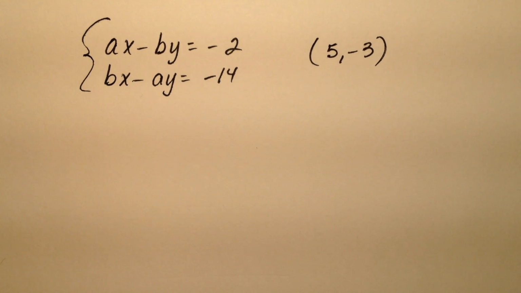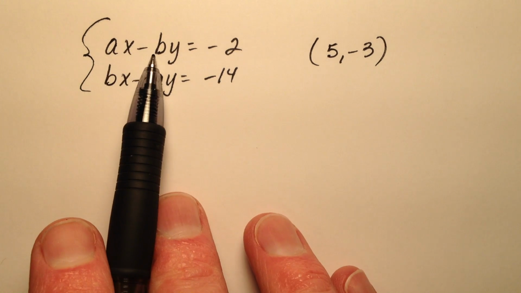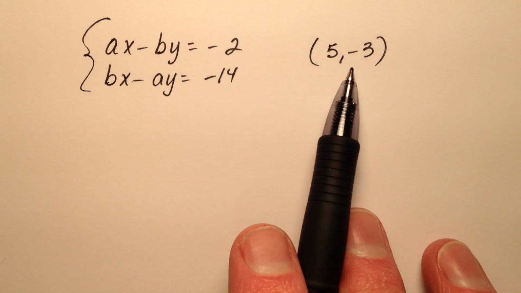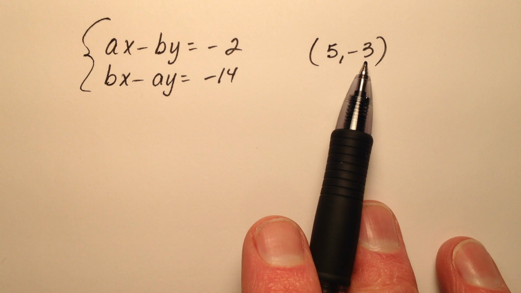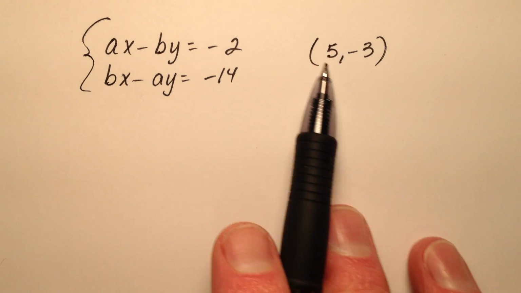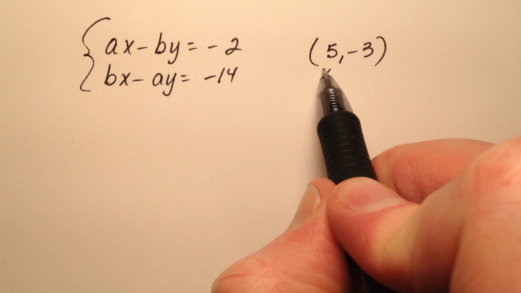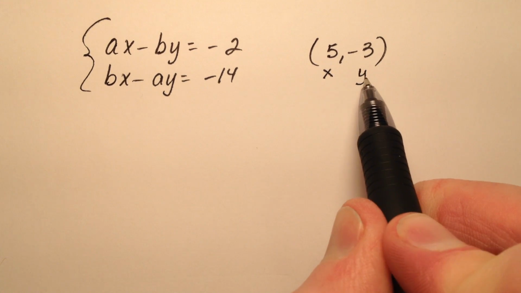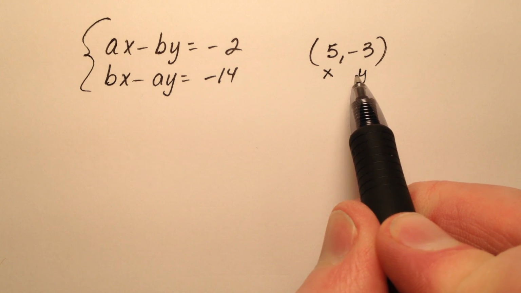In this example, we're going to determine values for a and b for this linear system such that the solution of this system is going to be 5, negative 3. So since this is the solution, I know that 5 will be my x-coordinate or my x value, and negative 3 will be my y-coordinate or my y value.